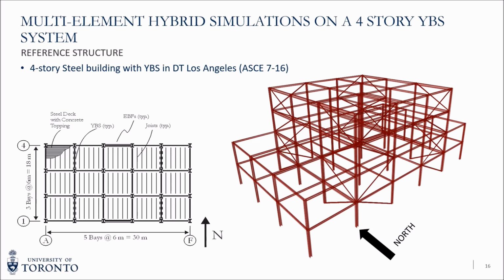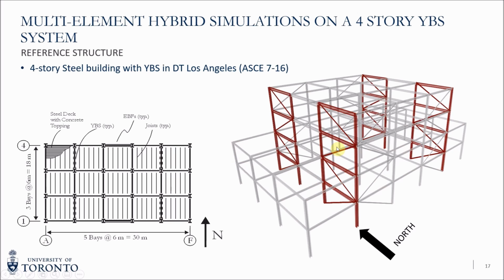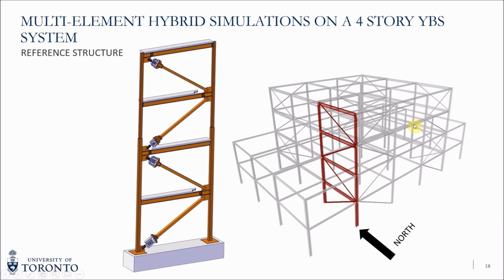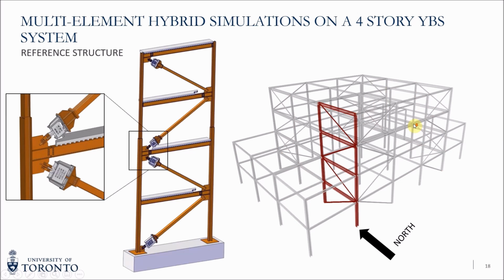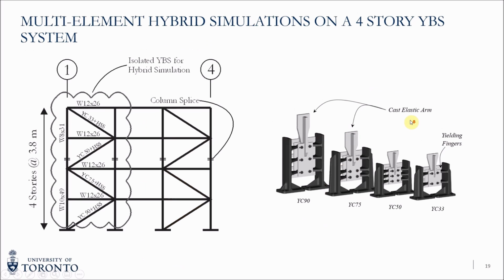So moving on to our hybrid simulation. The reference structure was a 4-story steel building with the yielding brace system, which was designed in downtown Los Angeles. In the north-south direction, we have 4 yielding brace systems, which are shown here. We took one of them and detailed it, and note that we are using the stub beam connection, which is shown to have the highest level of ductility.